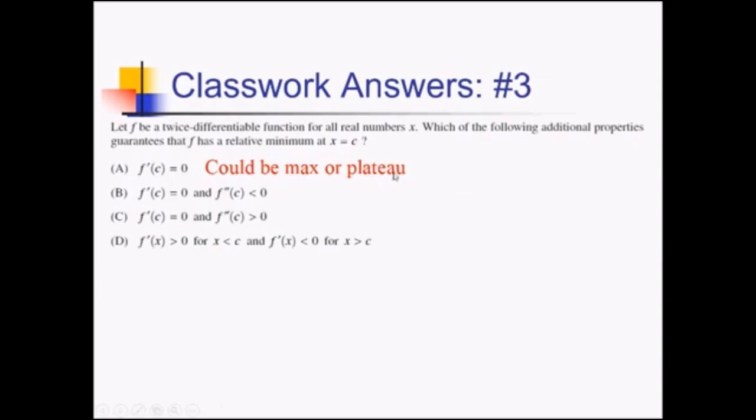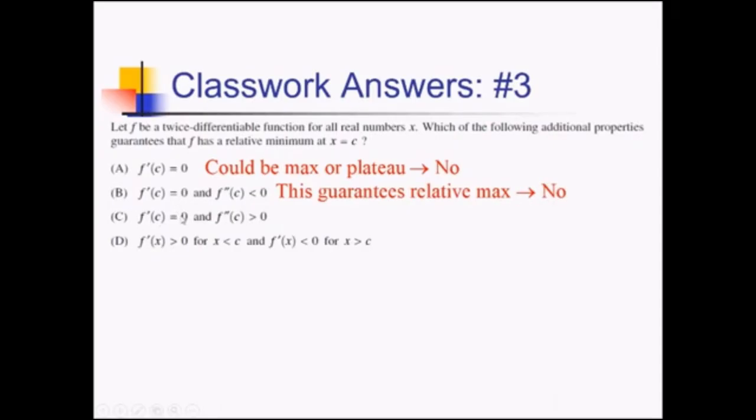Either way, that is not enough by itself to guarantee that this is a min. Next one, f prime is 0 and f double prime is negative. Well, this means we've got a concave down kind of thing going on. We're at a smooth turnaround, at the top of a frown. So this actually guarantees that we have a max, not a min. So that's a no.